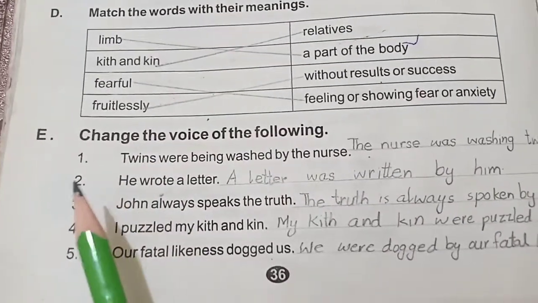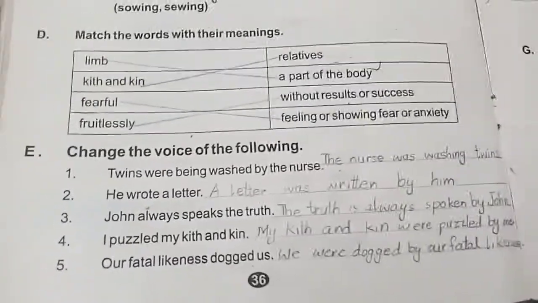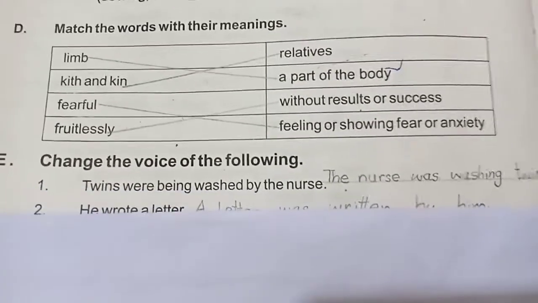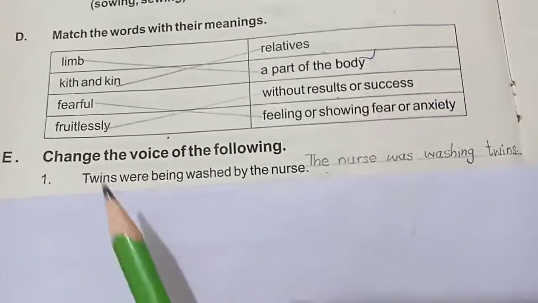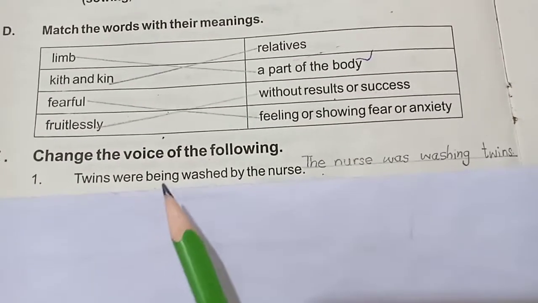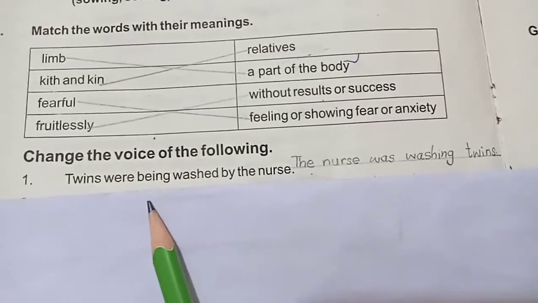So here I will just give you the solutions of these voices, because there are some sentences which are in active voice that you have to change into passive, and some sentences which are in passive voice that you have to change into active voice. Look at the first sentence. The first sentence is: twins were being washed by the nurse. This is a passive voice sentence. We will change this sentence into active voice. The nurse was washing twins.